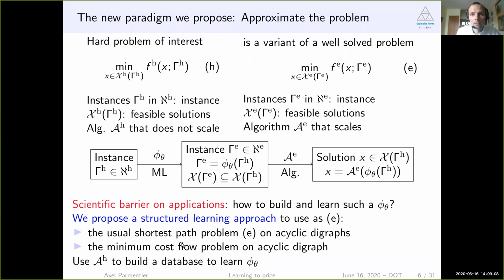The approach we will use just requires one thing. It's an algorithm for the hard problem that can solve small instances. And we will use it to build a database from which we will learn phi theta.